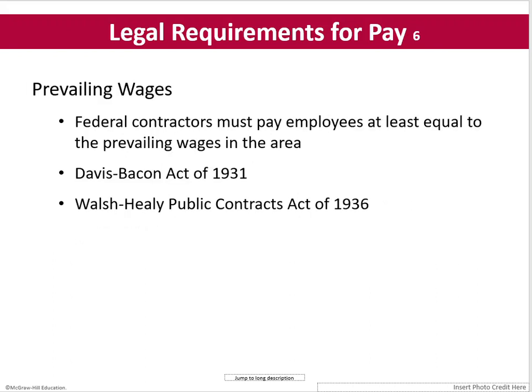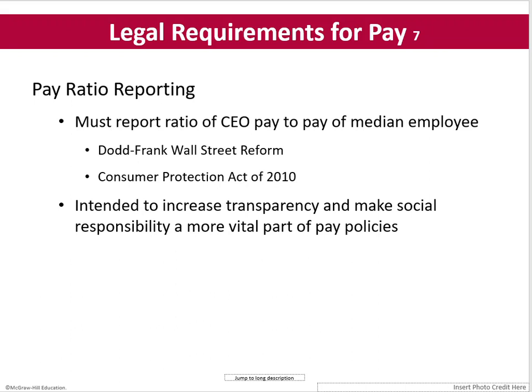Prevailing wage. Federal contractors must pay employees at least equal to the prevailing wages in the area. The Davis-Bacon Act of 1931 or the Walsh-Healy Public Contracts Act of 1936 covers this. Pay ratio reporting. We must report the ratio of the CEO pay to the pay of the median employee. It is intended to increase transparency and make it more socially responsible, a vital part of pay policies.